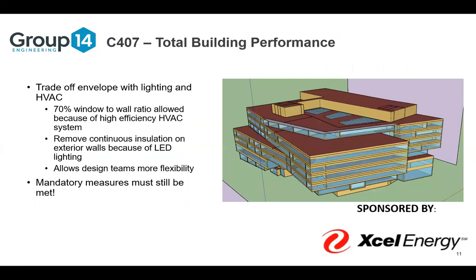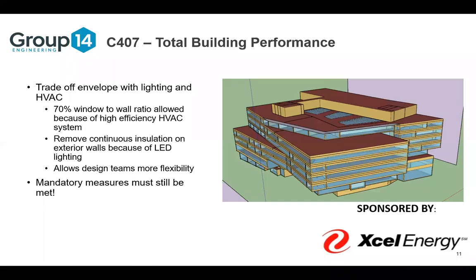So within the building performance, what we often find is, like I said, we trade off envelope with lighting and HVAC. This is an example of an office building in Denver that has a 70% window to wall ratio. The only way to provide 70% window to wall ratio is to comply with the code via the performance method. In our experience, if you are at a 2015 IECC, you cannot provide enough insulation in your walls to offset that UA calculation within COMcheck.